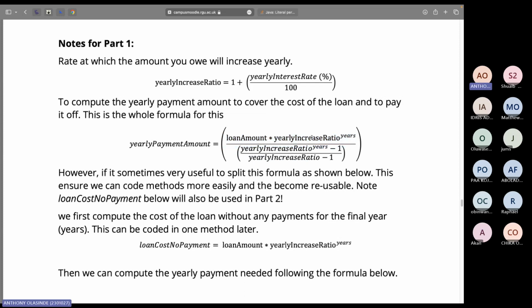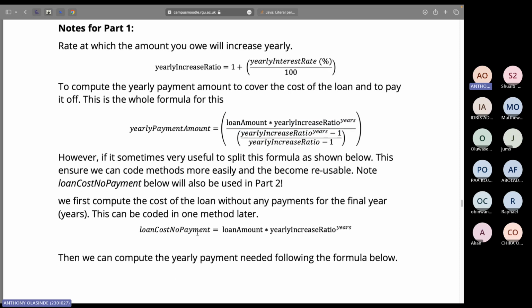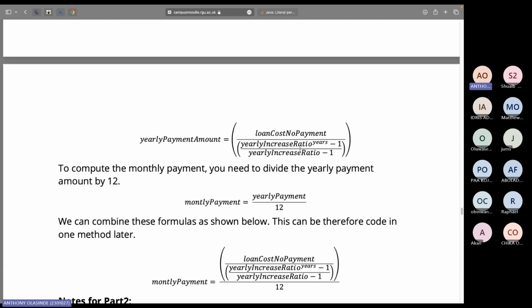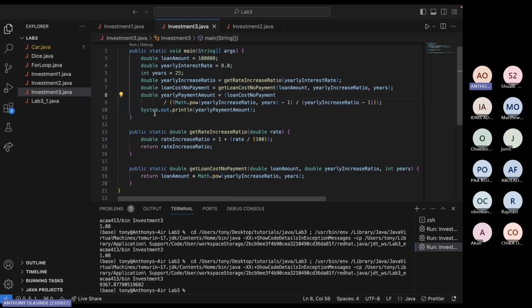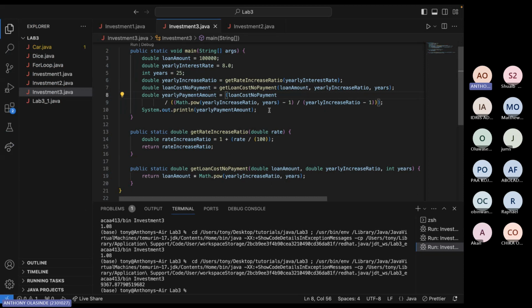So all they did was take this one and do it separately. Instead of having this here, the only thing they need to do is loan cost amount over all this, which you can see here, loan cost amount over this instead of the formula itself. To compute the monthly payment, you need to divide the yearly payment amount by 12. We already have the yearly payment, so to get the monthly payment, we can just take the S out.